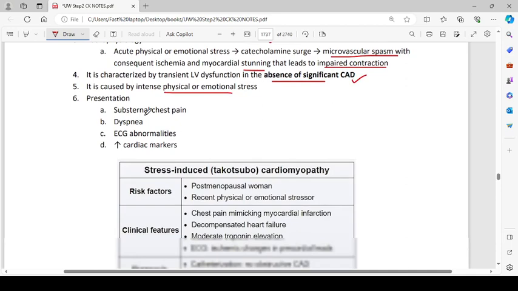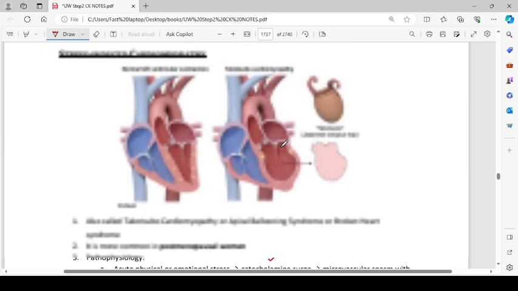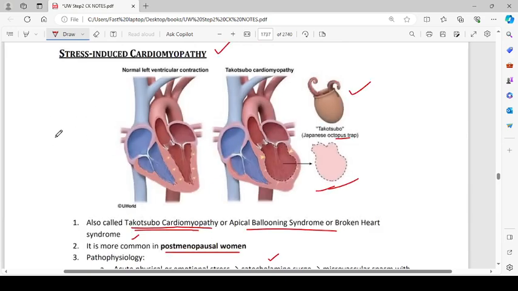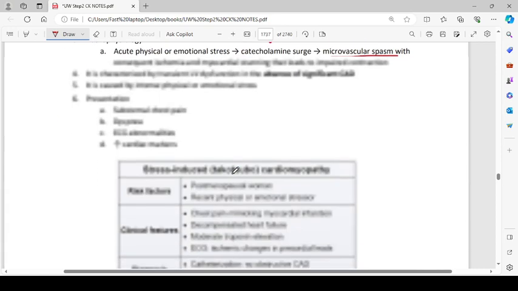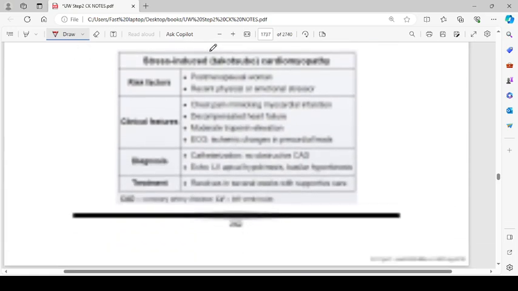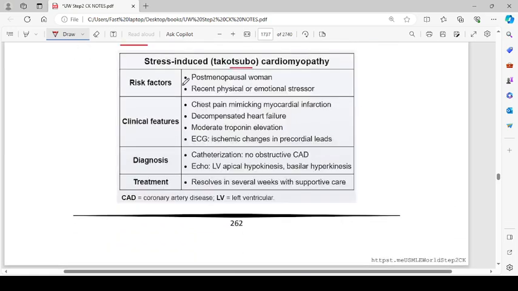The presentation is substernal chest pain, dyspnea, ECG abnormalities, and increased cardiac markers. Now here you can see in the picture that this is a normal heart, where left ventricular contraction is happening, while in Takotsubo cardiomyopathy, the upper portions are contracting strongly, while the lower portion's contractility is decreased. That makes it look like an octopus trap. So for stress-induced cardiomyopathy or Takotsubo cardiomyopathy, the risk factors are postmenopausal women and a recent physical or emotional stressor.